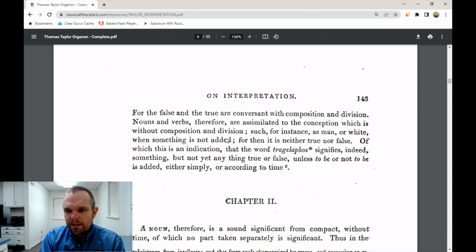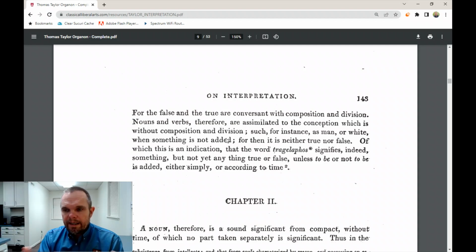And what he means by simply or according to time is, if we say this is that, the verb is the simple form of the verb. This is not that, is not, we're still using a simple or absolute form of the verb. According to time would mean we change the tense of the verb to say was, okay, this was that, or this was not that, or this will be that, or this will not be that. So if we change the tense, well, that adds to the complexity of this. And we'll talk about that later.